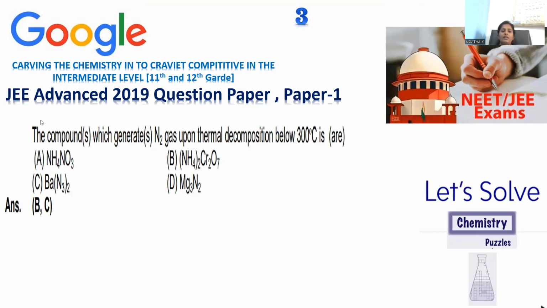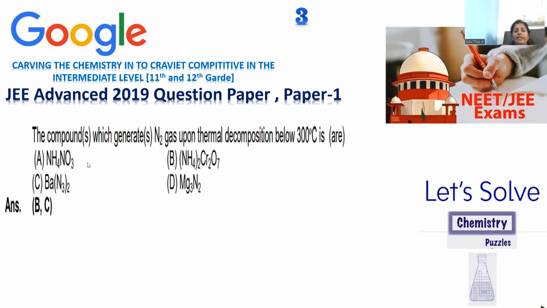Question number 3 is taken from the JEE Advanced 2019 question paper, Paper 1. It asks for the compound which generates nitrogen gas upon thermal decomposition. They mentioned a specific temperature, below 300 degrees centigrade. This is very important, because reactions are temperature dependent. Below 300, the reaction proceeds to some extent; above 300, at extremely high temperatures, the reaction will be different, and at low temperatures it will also be different. That's why we have to be temperature specific. Below 300, which of the compounds decompose to give nitrogen gas? Nitrogen will be evolved. Let me see.